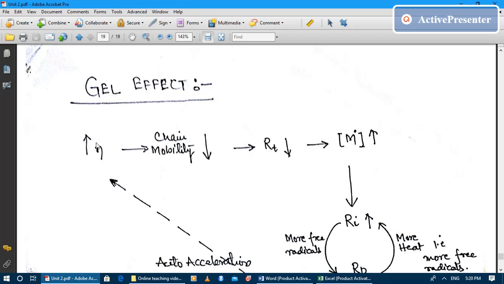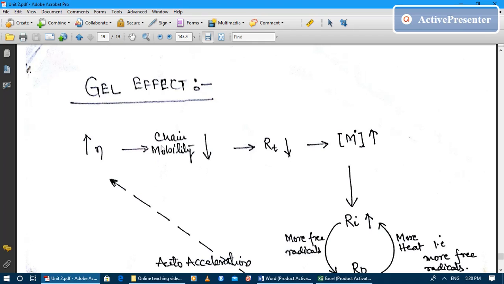Once the molecular weight increases, it will lead to an increase in the viscosity of the reacting mass. When the viscosity of the reacting mass increases, it results in poor mobility of the reacting species, especially the polymer chain. The chain mobility will decrease, and because of the reduction in chain mobility, the rate of termination reaction will reduce, because the termination reaction depends upon the number of collisions between the chains.